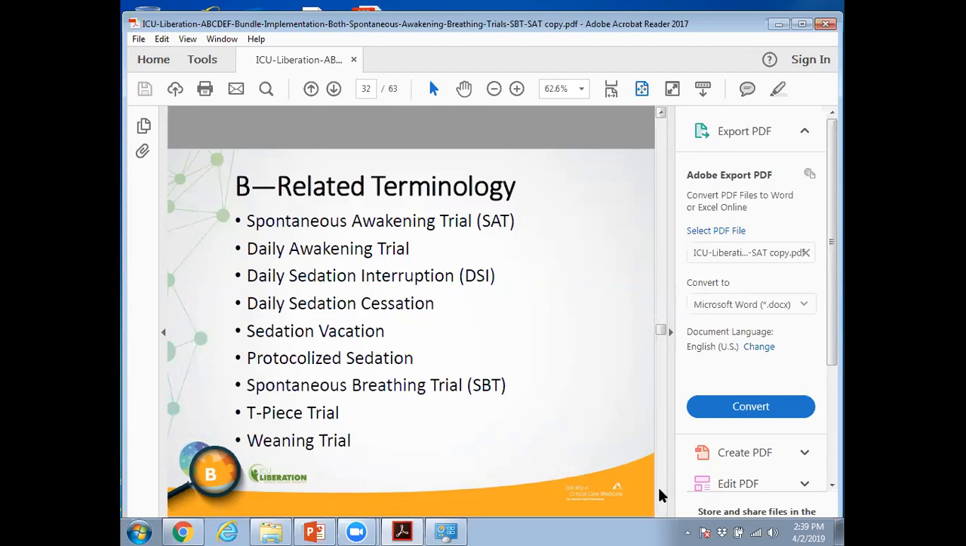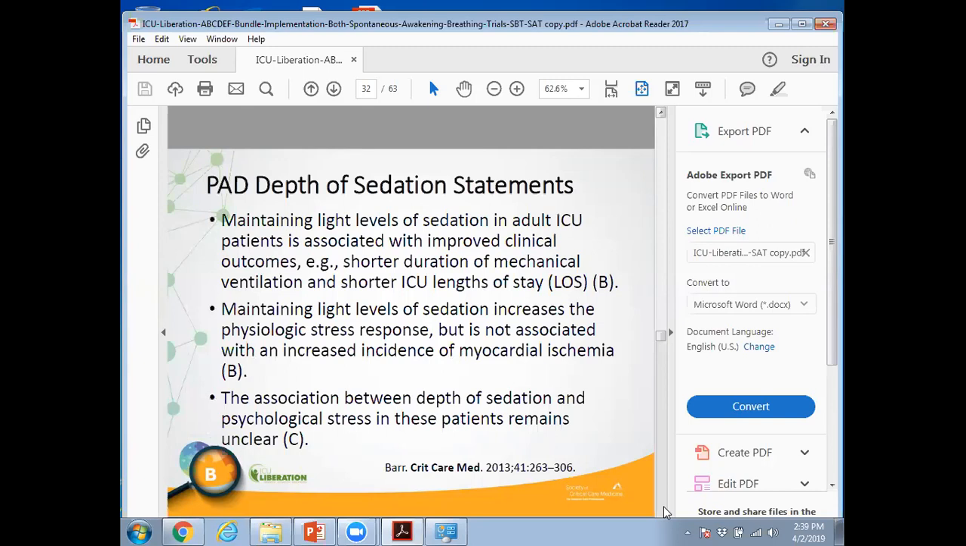So this is what I just mentioned. Sometimes we hear these terminologies, but they mean the same. Spontaneous awakening trial, sedation interruption, and sedation vacation all mean the same thing. People use the same words with the same meaning. Spontaneous awakening trial means weaning trial, right? So just some terminology issues.